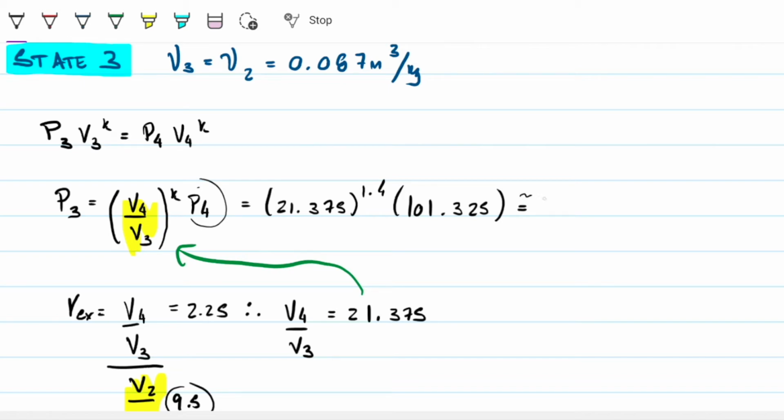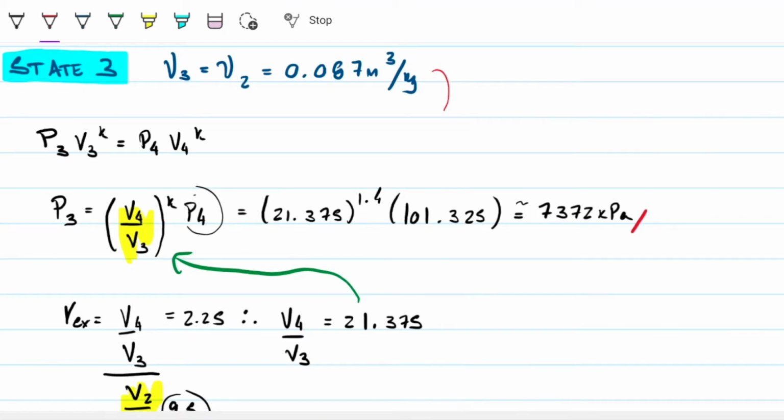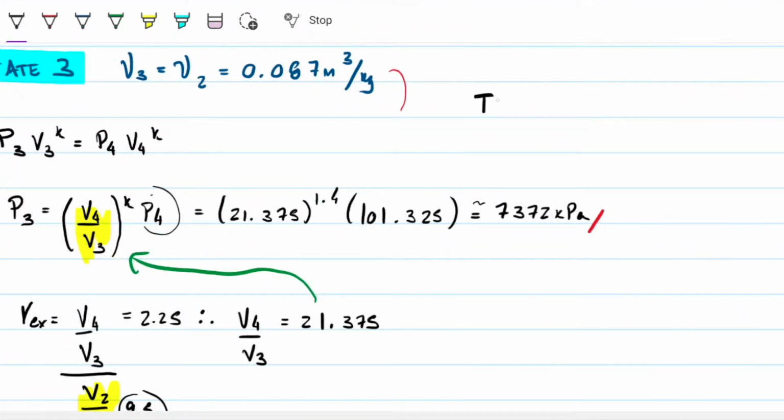7,071.997. So let's go ahead and approximate that. So it'll be 7,372. And that's kilopascals. Done. And now I have pressure and specific volume, right? So that means that my temperature is trivial once again. You just do P3, V3 specific volume divided by R. We have all that. 72,0.087. And just mind you that if you're not approximating things like I am, you're going to get slightly different values, which is 100% fine.